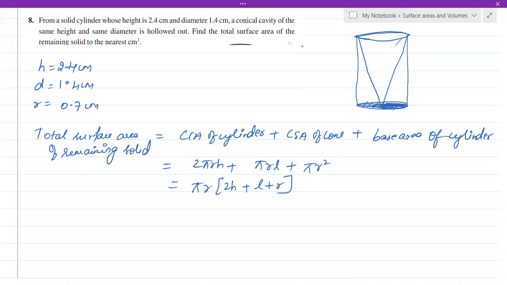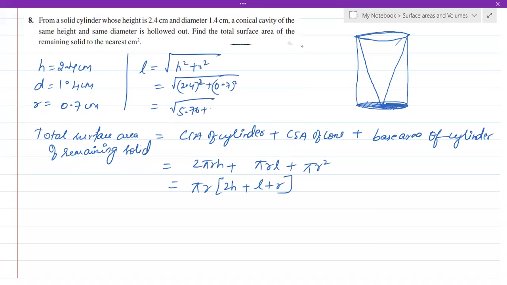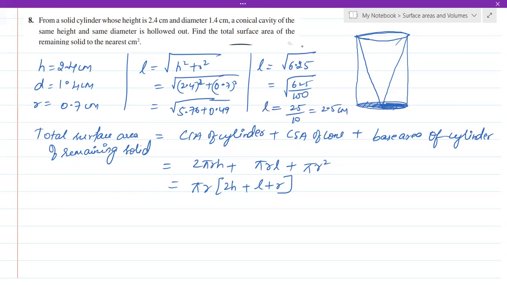Here, if you observe, the slant height of the cone is not given, so let's find it. l is equal to square root of h square plus r square. So h is 2.4, so 2.4 the whole square plus 0.7 the whole square. 2.4 the whole square is 5.76, 0.7 the whole square is 0.49. If you add it, l will become square root of 6.25, which you can write as a fraction, 625 by 100. Square root of 625 is 25, square root of 100 is 10. So 25 by 10 is 2.5. So l value is 2.5 centimeters.